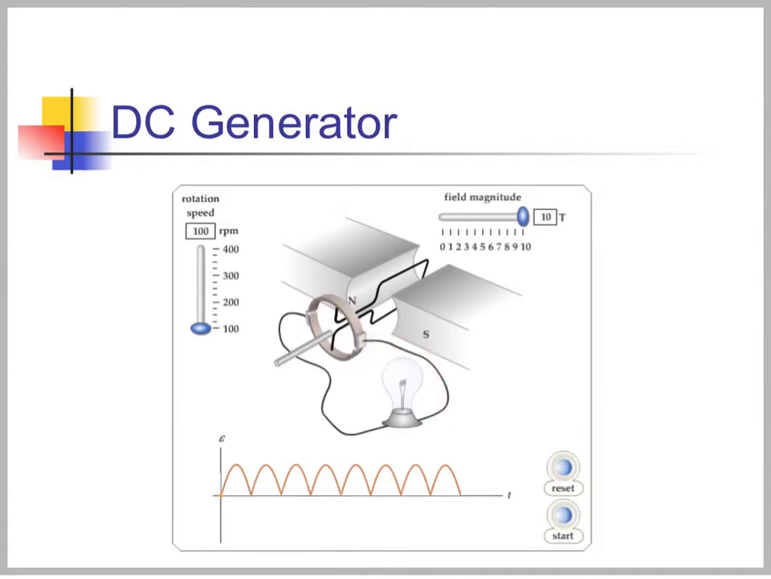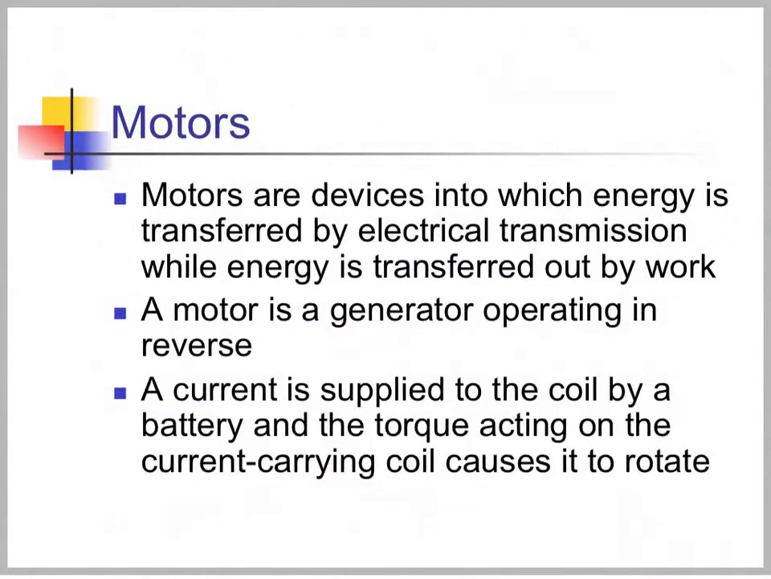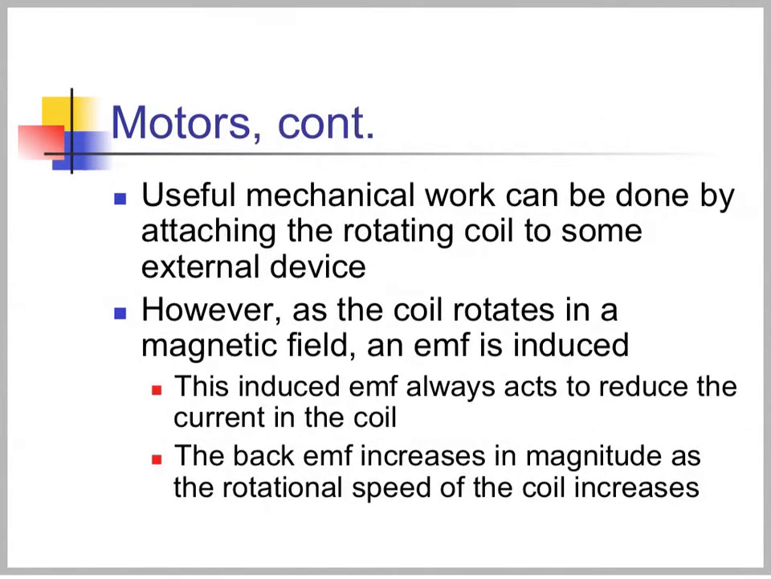Electric motors are just the opposite of a generator. They are devices which take electrical energy and transfer it out in the form of work, into mechanical energy. So a motor is really just a generator that operates in reverse. A current is supplied to the coil by a battery, and that causes a torque on the current carrying coil that causes it to rotate. And I can get useful mechanical work out of it by attaching the rotating coil to an external device.